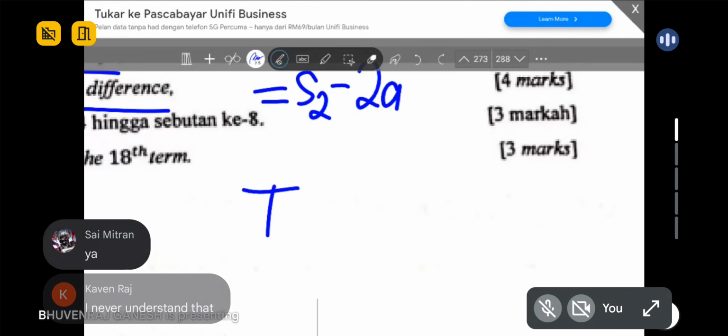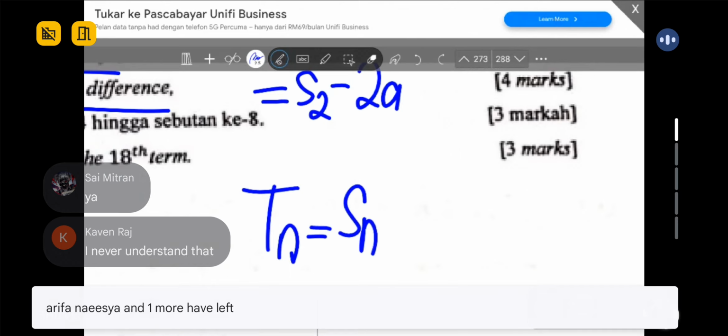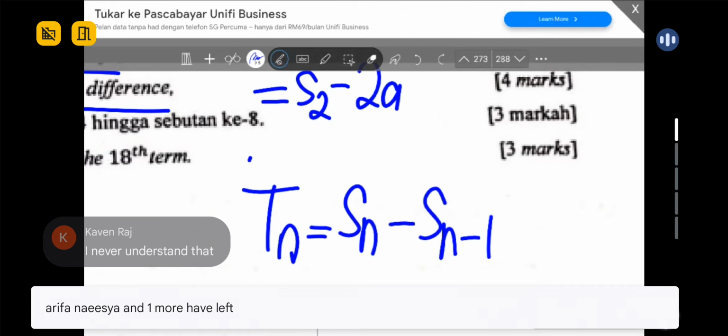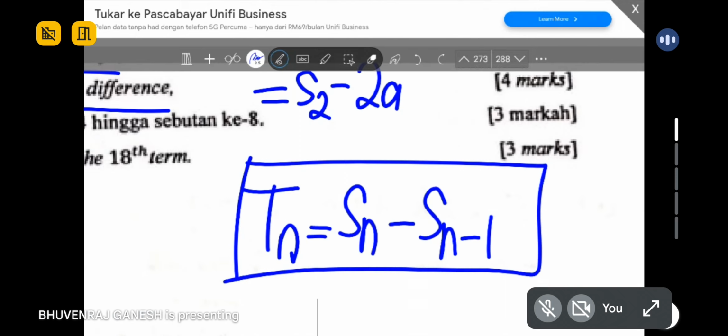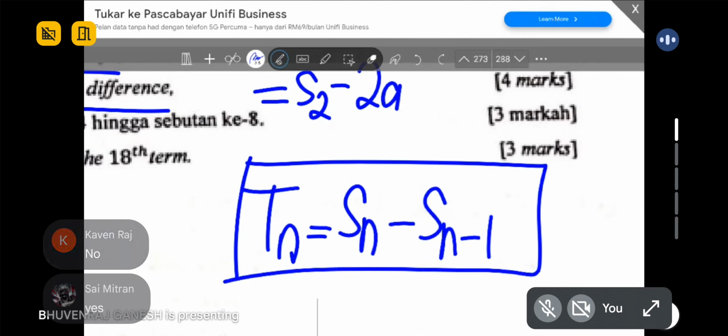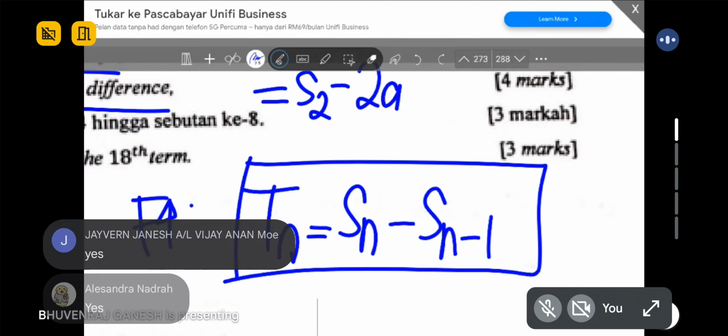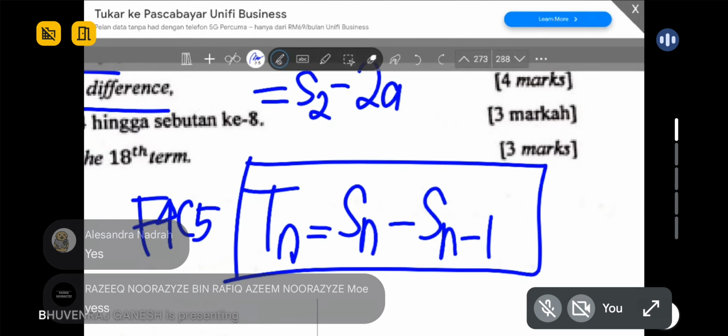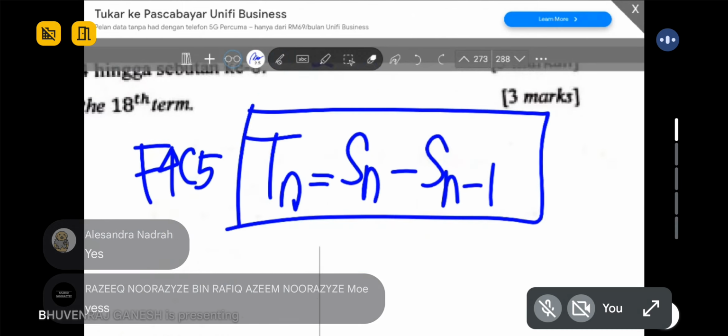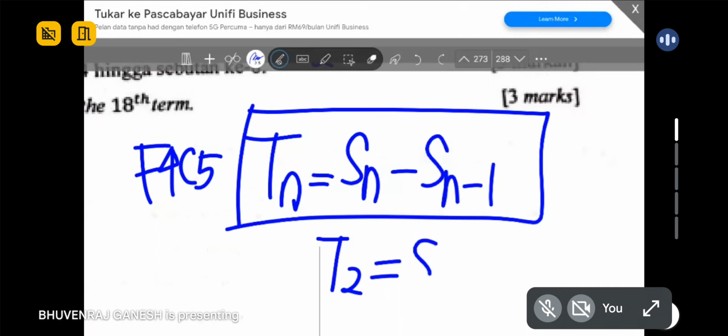Okay guys, you must know this formula. Do you see this formula before or not, in your textbook? All of you. Pernah nampak tak rumus ni? Okay, you guys see your Form 4 Chapter 5. They actually write down this formula in the textbook. This is the formula, guys: T2 equal S2 minus S1.